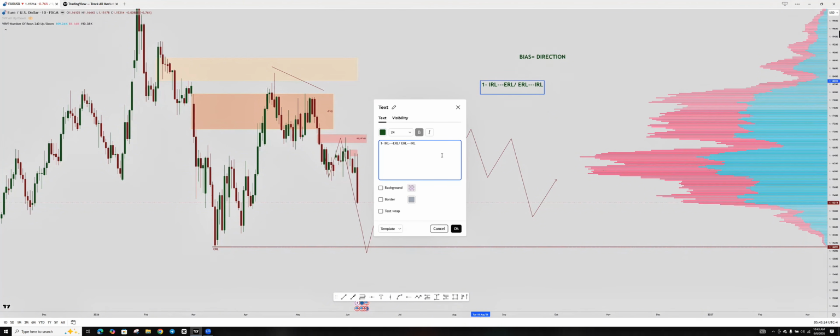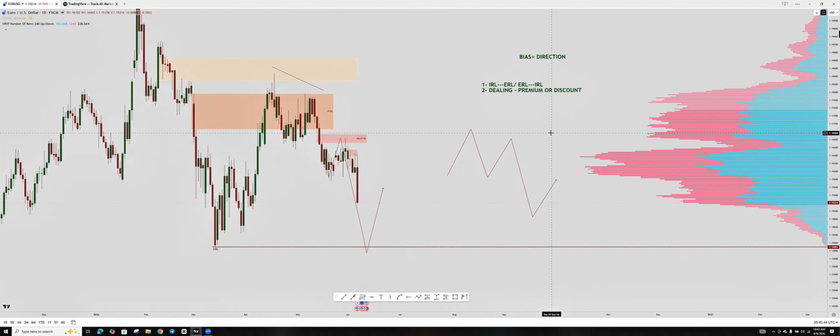And then secondly, you understand your daily range. Your daily range shows you where price is sitting. Is price at premium or is price at discount? If price is at discount, we follow price to move from discount to premium, or if price is at premium, we follow price to move from premium to discount, vice versa.